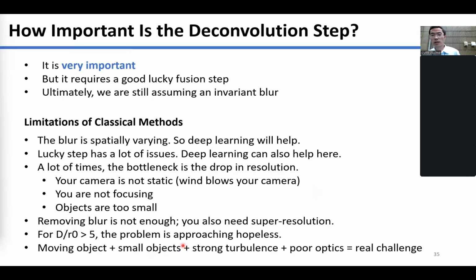Removing the blur is not enough. You need to also do some super resolution. That's what we are experiencing right now. The hard part is moving object plus small object plus strong turbulence plus poor optics. That is very difficult.